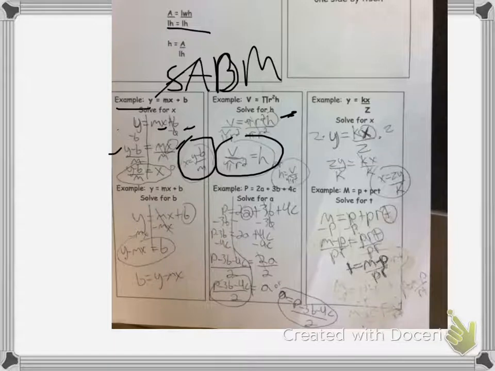Right here, y equals kx over z, solving for x. So I'm gonna multiply by z here on both sides, cross them out. Multiply by y times z gives me zy, or yz, either way. And then I got kx here. So I divide by k on both sides, cross out the k's. So x equals zy over k.